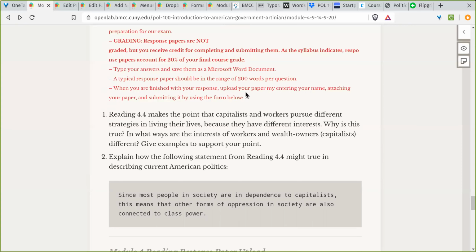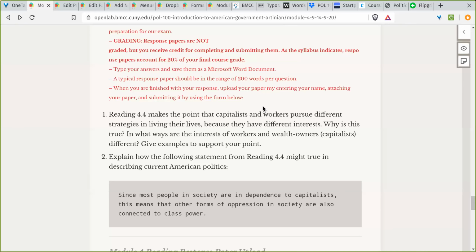Question 2, explain how the following statement from reading 4.4 might be accurate in describing American politics. Since most people in society are dependents to capitalists, to the wealthy, this means that other forms of oppression in society are also connected to class power. So in other words, does it make sense to you or not to say that racism is connected to the fact that we have a social class structure between rich and poor?